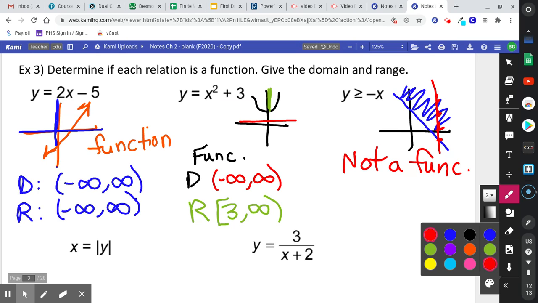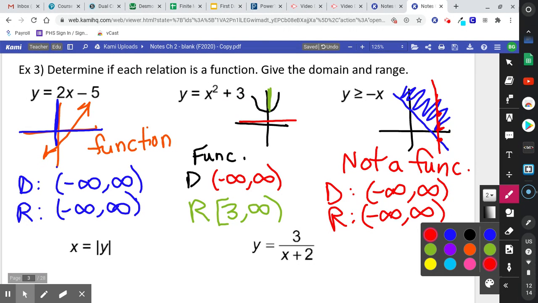We can still do domain and range, though. Domain, when I squash it onto the x, everything's covered. All real numbers. When I squash it onto the y, everything's covered. All real numbers.